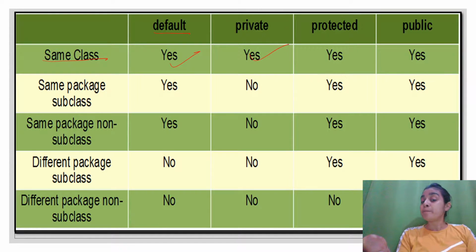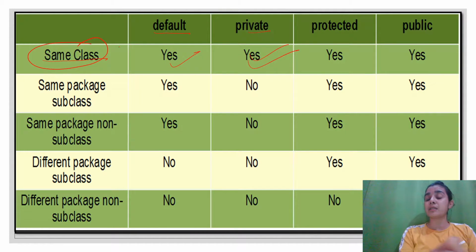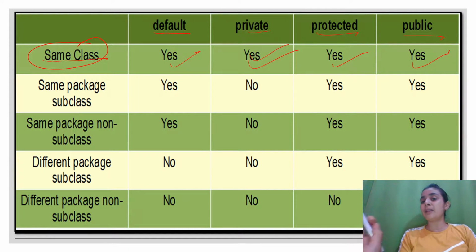If you declare your data members private, that is also accessible in the same class. Protected also, that is also visible in the same class. Public also will be visible in the same class. Fine, so let's take an example here.